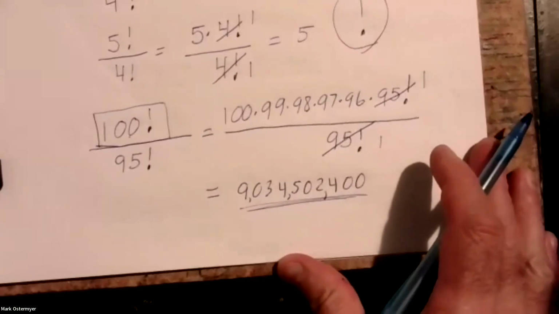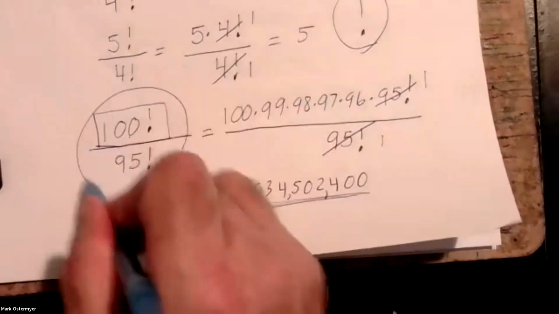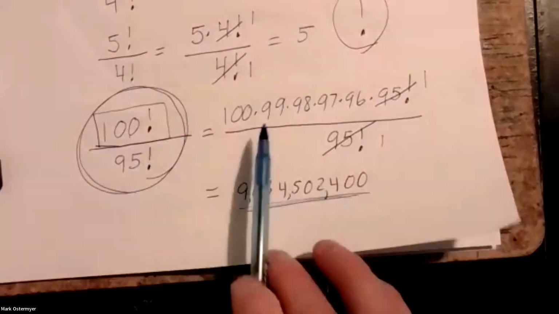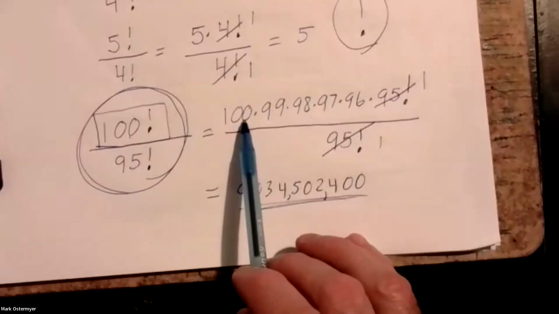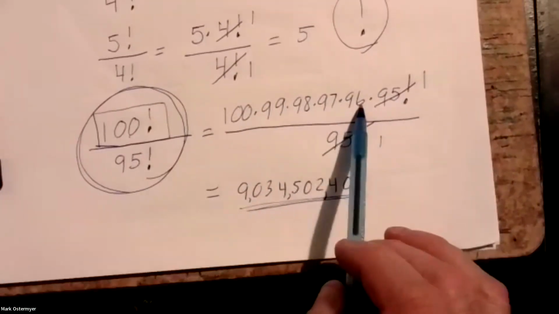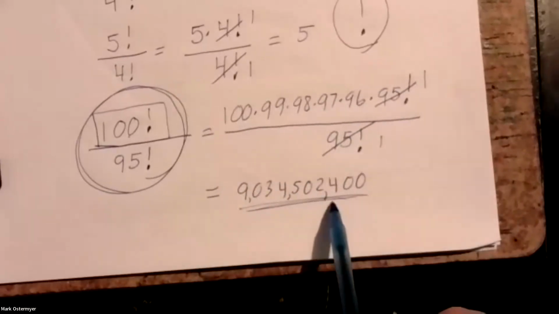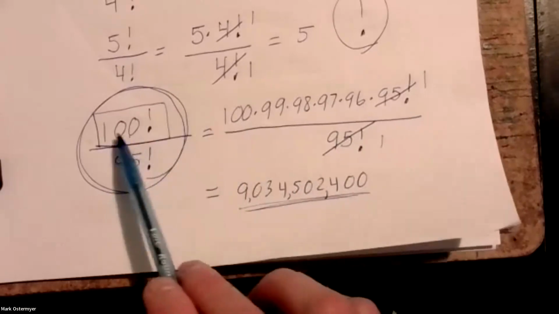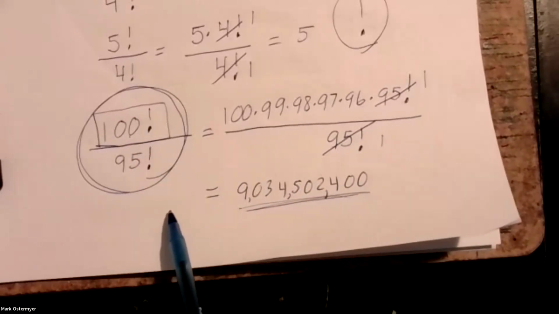So I stand corrected. On some of your scientific calculators out there, to negotiate a problem like this, you may have to write it like this and cancel out the 95 factorials and then just do the 100 times 99 times 98 times 97 times 96. Does that make sense? You may have to do this. You may not have a choice because your calculator cannot handle 100 factorial. It's too big of a number.